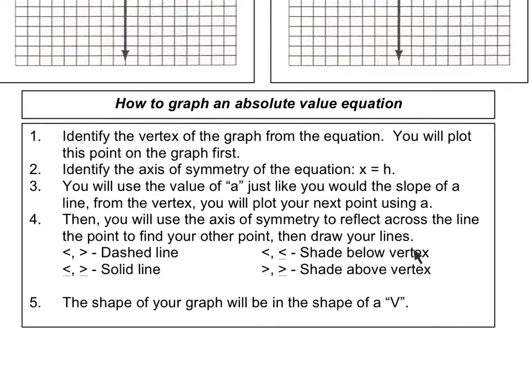Now, this one's going to be a little bit different than linear ones, okay? It's below the vertex. If it's greater than or equal to, we shade this thing above the vertex. Remember, the shape of your graph will always be a V. It might be up, might be down, but it'll always be a V.